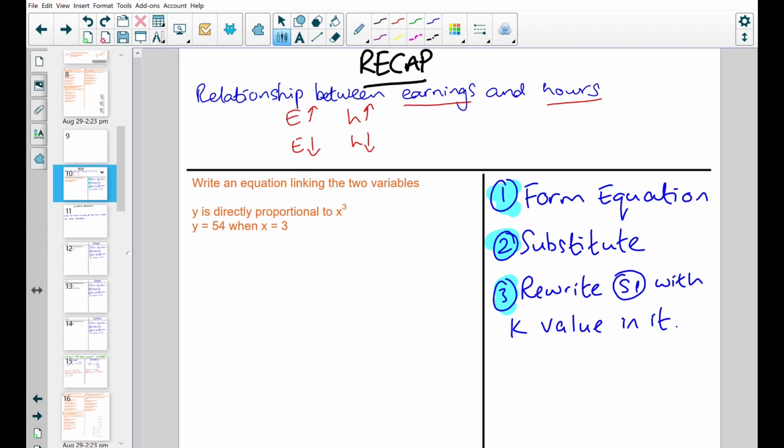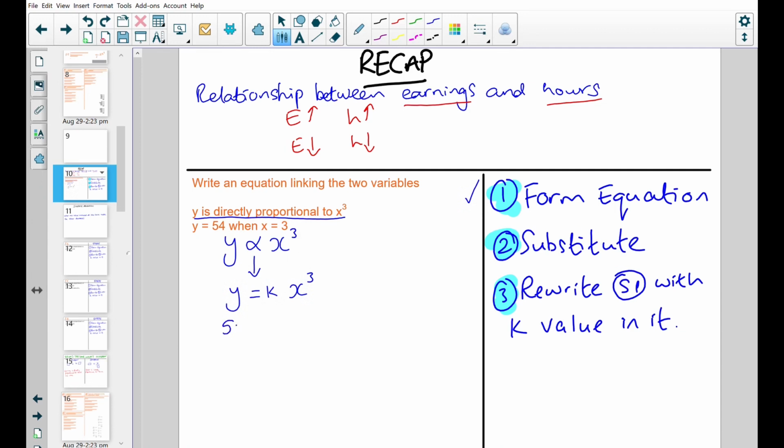Write an equation linking the two variables: y is directly proportional to x cubed. As soon as I see this, the first thing that should come to mind is y is directly proportional to x cubed. Then step 1, form the equation. We replace the proportional symbol, the little fish, with equal. We keep everything else the same. Step 1 done.